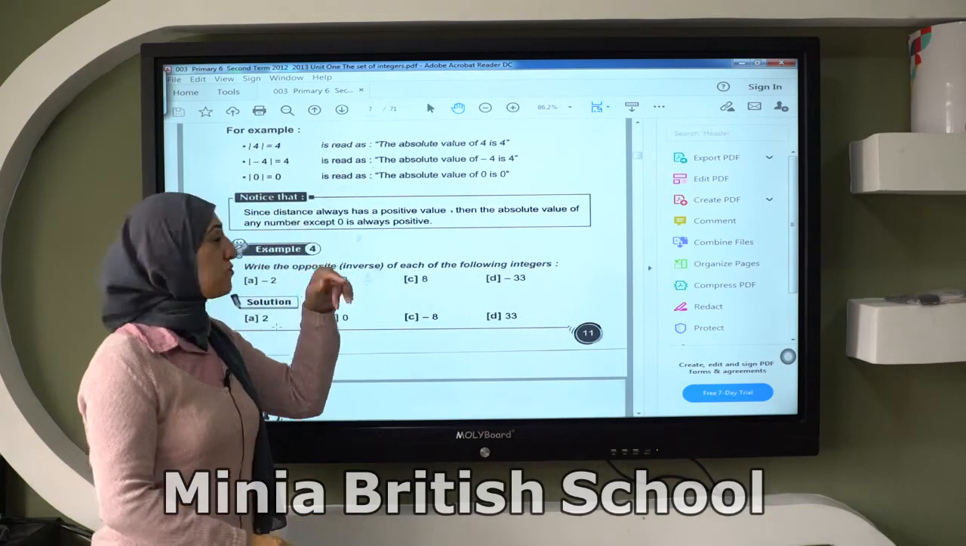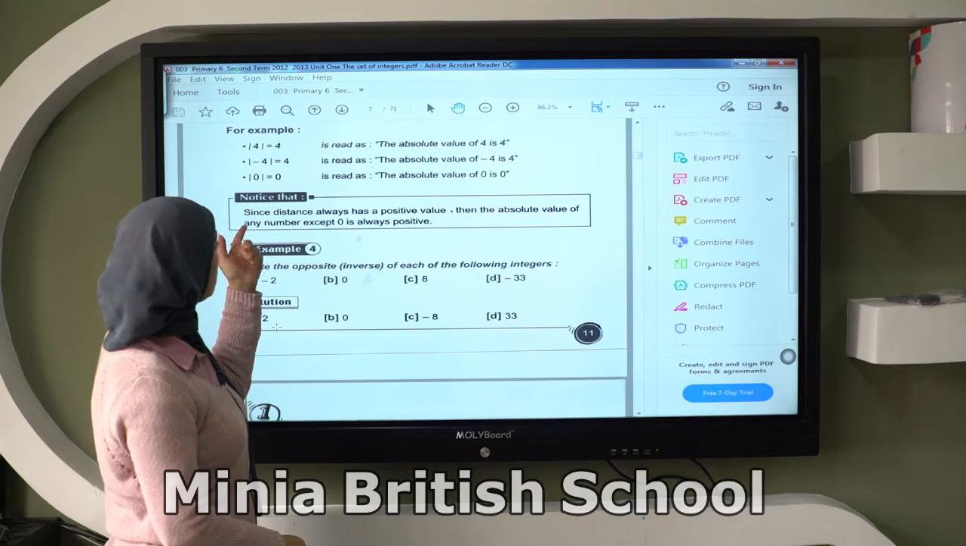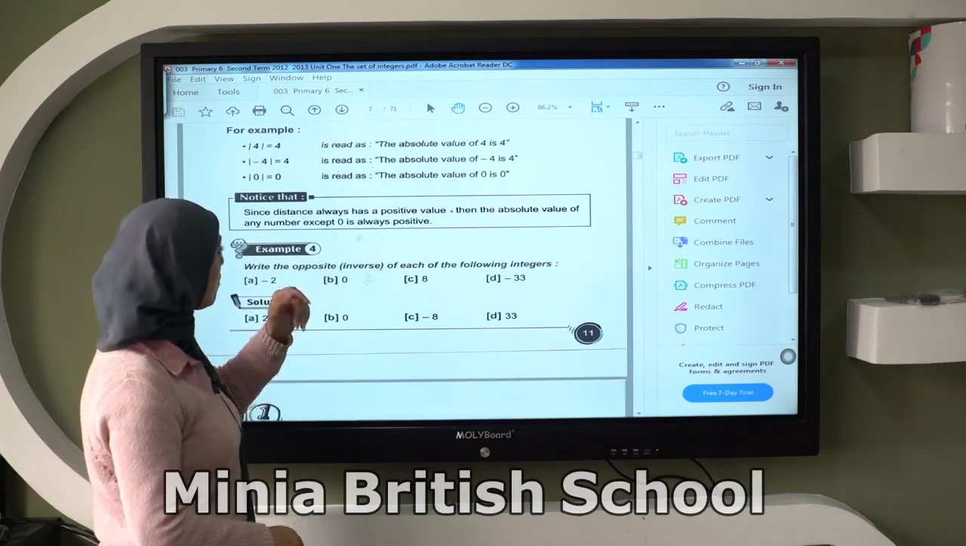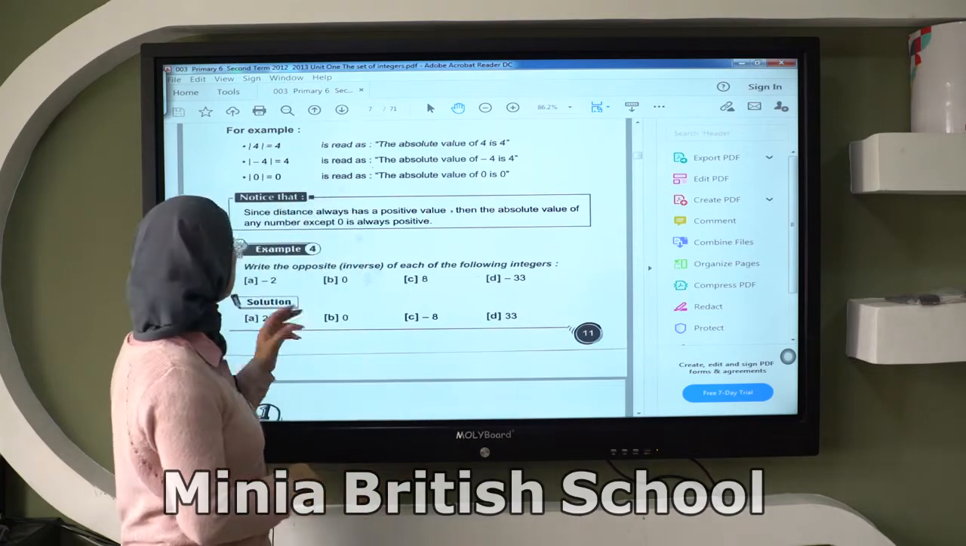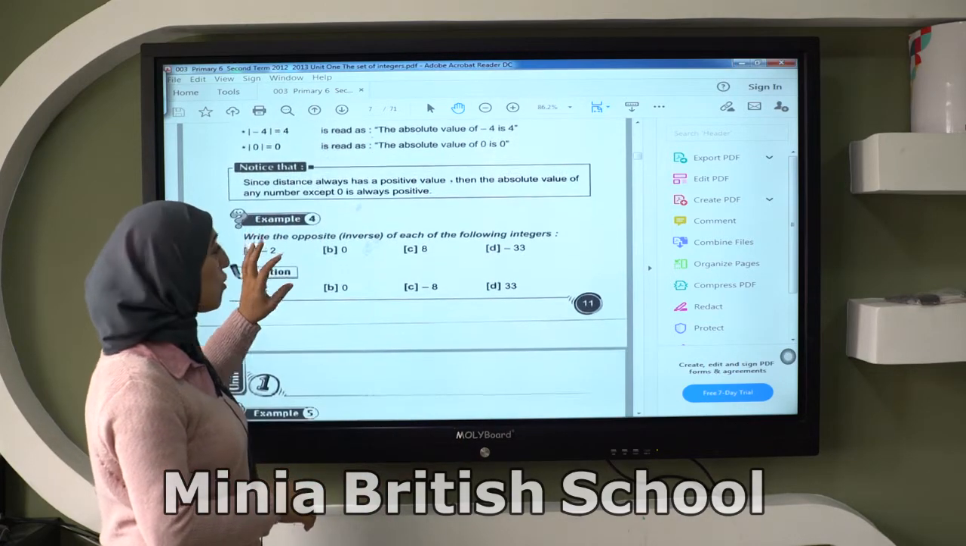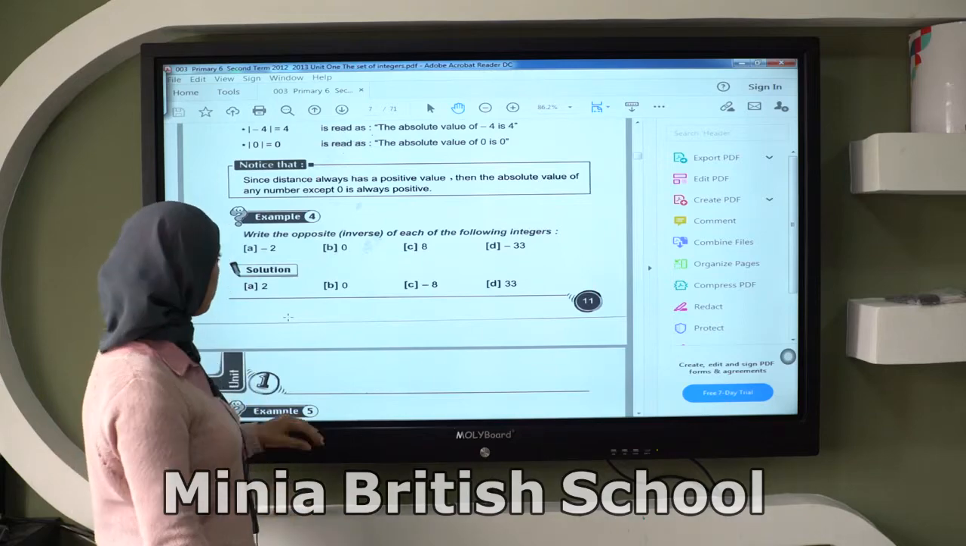Here, denote that since the distance always has a positive value, then the absolute value of any number except 0 is always positive, okay?